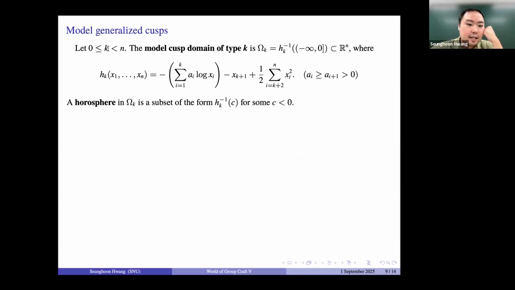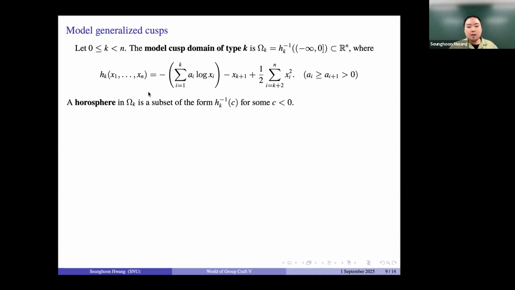Let's say we have an integer k, which is at least 0, and in fact, it can be exactly n, but in this talk, I'm not going to explain that type. So let's say k is smaller than n. Then the model cusp domain of type k is Omega_k, and it's the inverse image of some function h_k in R^n, where h_k is defined this way.